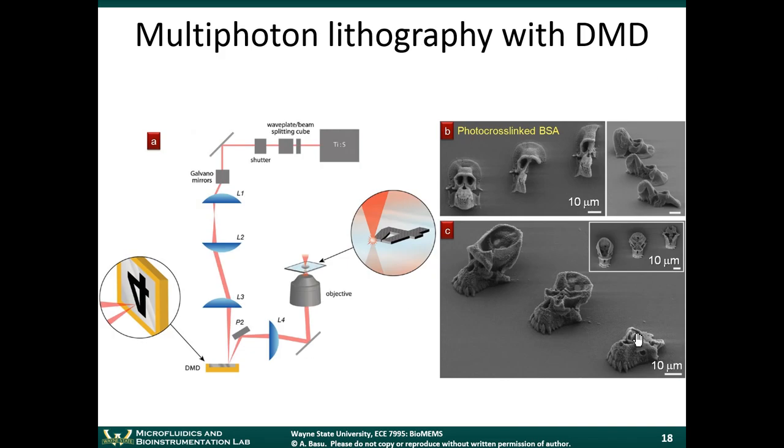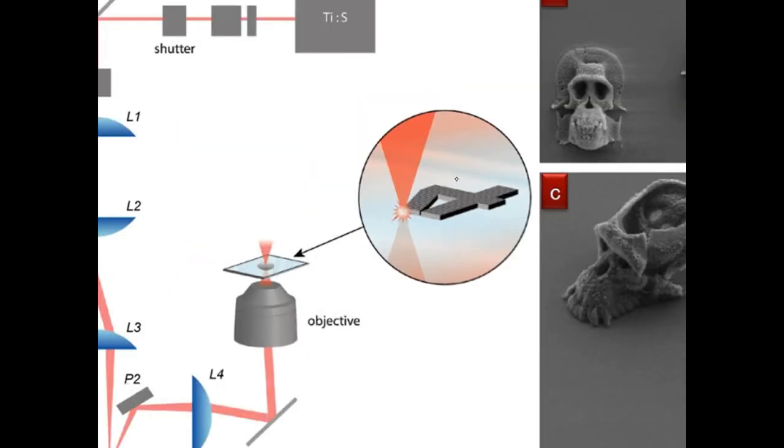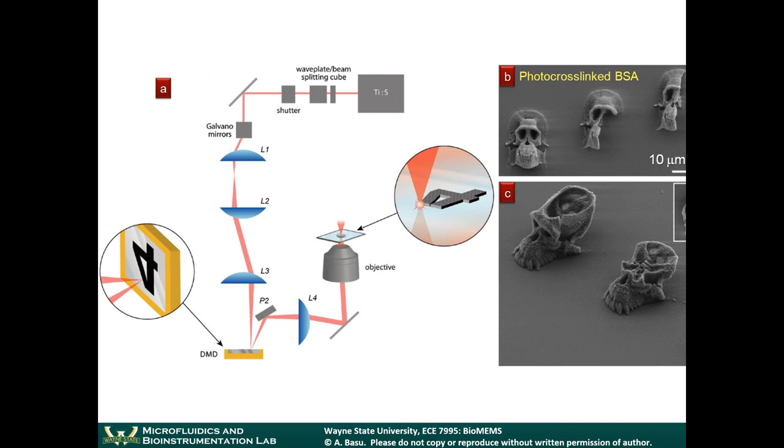This is another example showing multi-photon lithography with DMDs. In this particular example, they are combining the multi-photon idea that I showed with lasers on the previous slide with the DMD technique from two slides earlier.